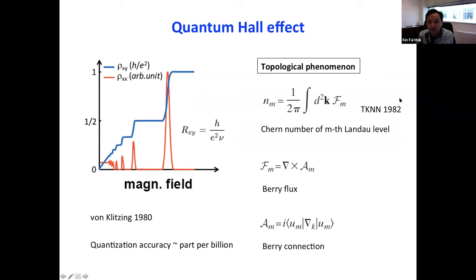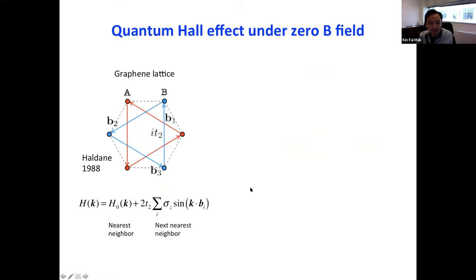Roughly two years later, people, in particular TKNN in this paper, realized that this robust phenomenon is related to band topology. In fact, it is related to the Chern number for the nth Landau level, which is an integral of the Berry flux over the occupied states. The Berry flux is defined in terms of the Berry curvature of the Bloch band. Since it is related to Berry curvature, in 1988 Duncan Haldane asked whether it is possible to realize a Chern insulator, or the quantum Hall effect, under zero magnetic field.